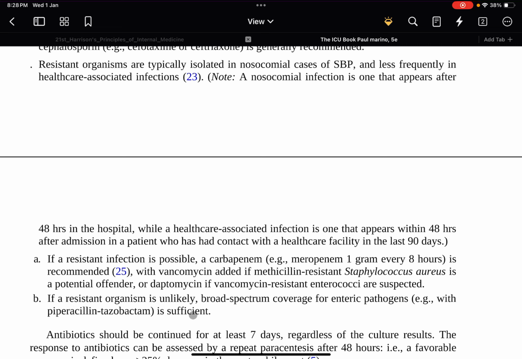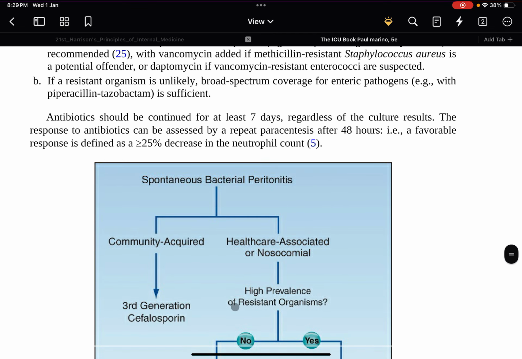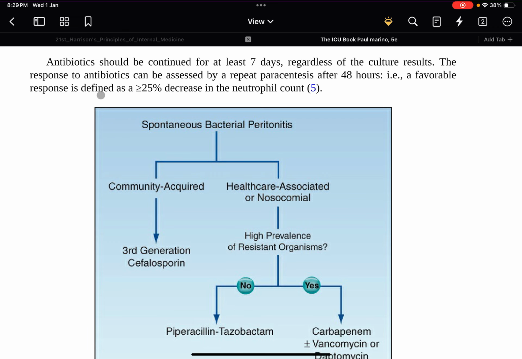And if a resistant organism is unlikely, broad spectrum coverage of enteric pathogens with piperacillin and tazobactam is sufficient. Antibiotics should be continued for at least 7 days, regardless of the culture result. The response to antibiotics can be assessed by a repeat paracentesis after 48 hours. That is, a favorable response is defined by more than a 25% decrease in neutrophil count.